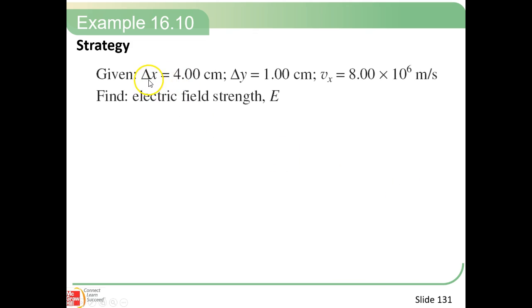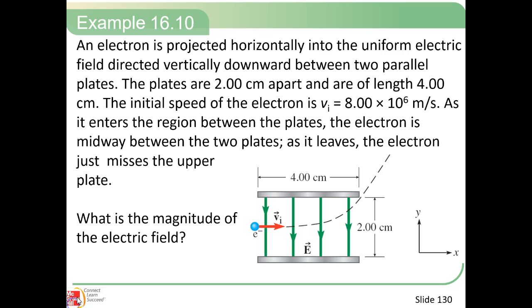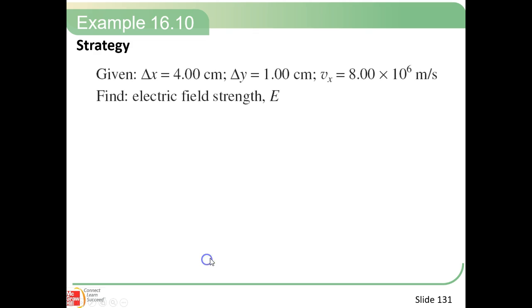We know that that change in position is about 4 centimeters. We know that in the x direction, and the y direction is about 1. So remember, the entire thing, we'll back up here for a second, was 2 centimeters, but we started in the middle. And so the change in y position is about 1 centimeter because we just barely missed that plate. And the velocity of the electron as it's moving into the field is about 8 times 10 to the 6th.